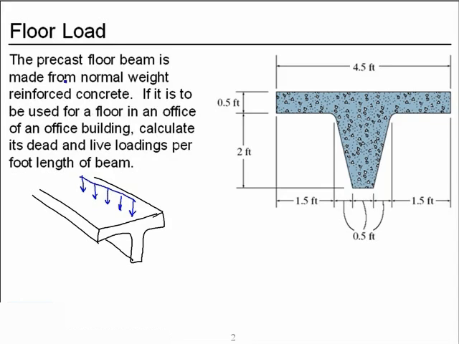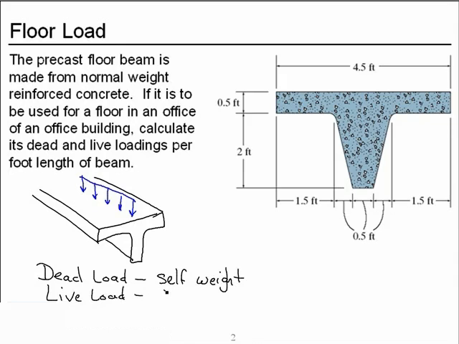The two loads we said we're going to find: dead load, and for this case that's the self-weight. And we're going to find live load. In the case of an office building, we're talking about things like furniture, people, files, etc.